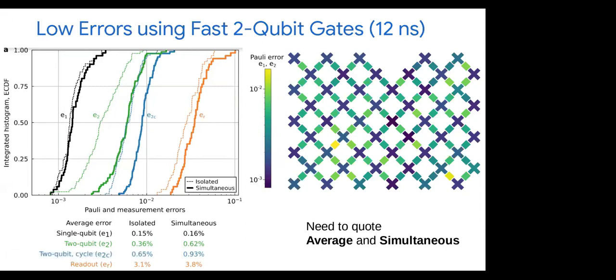And finally, the measurement error in this chip wasn't particularly good. That's something that has been improved since then. And it was 3.8% measurement error when measuring all the qubits at the same time.